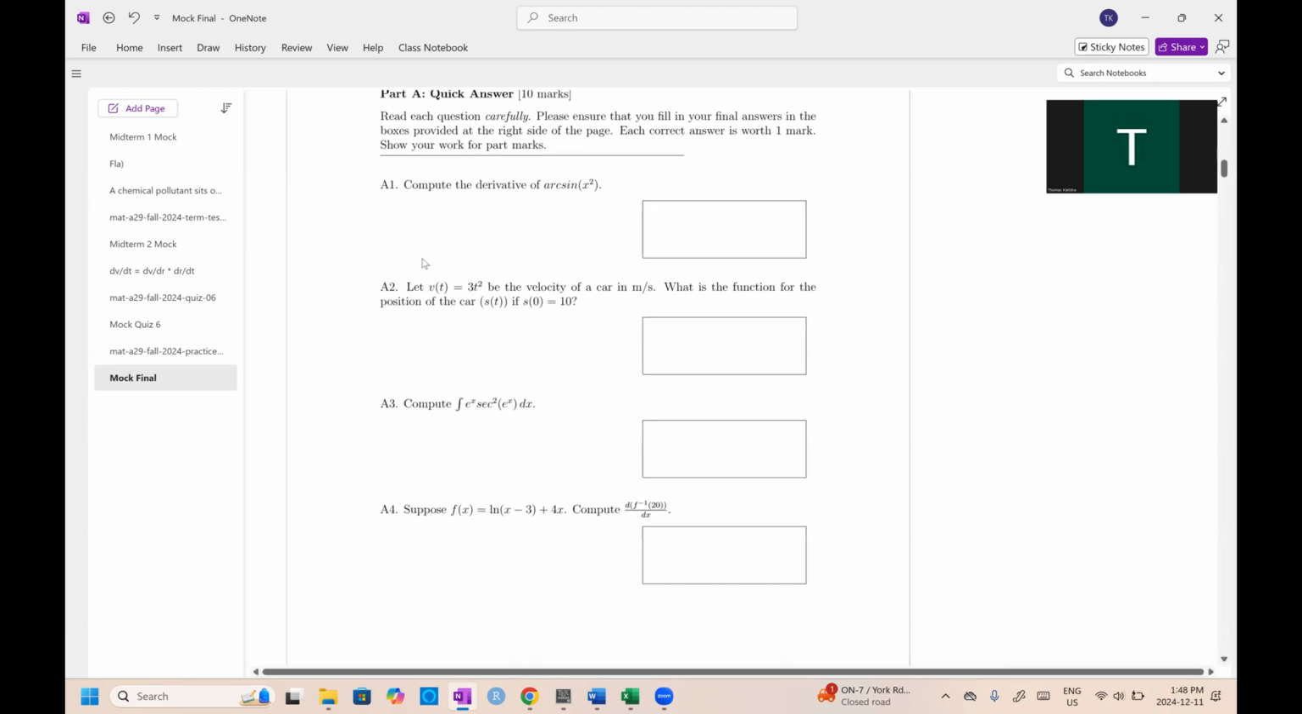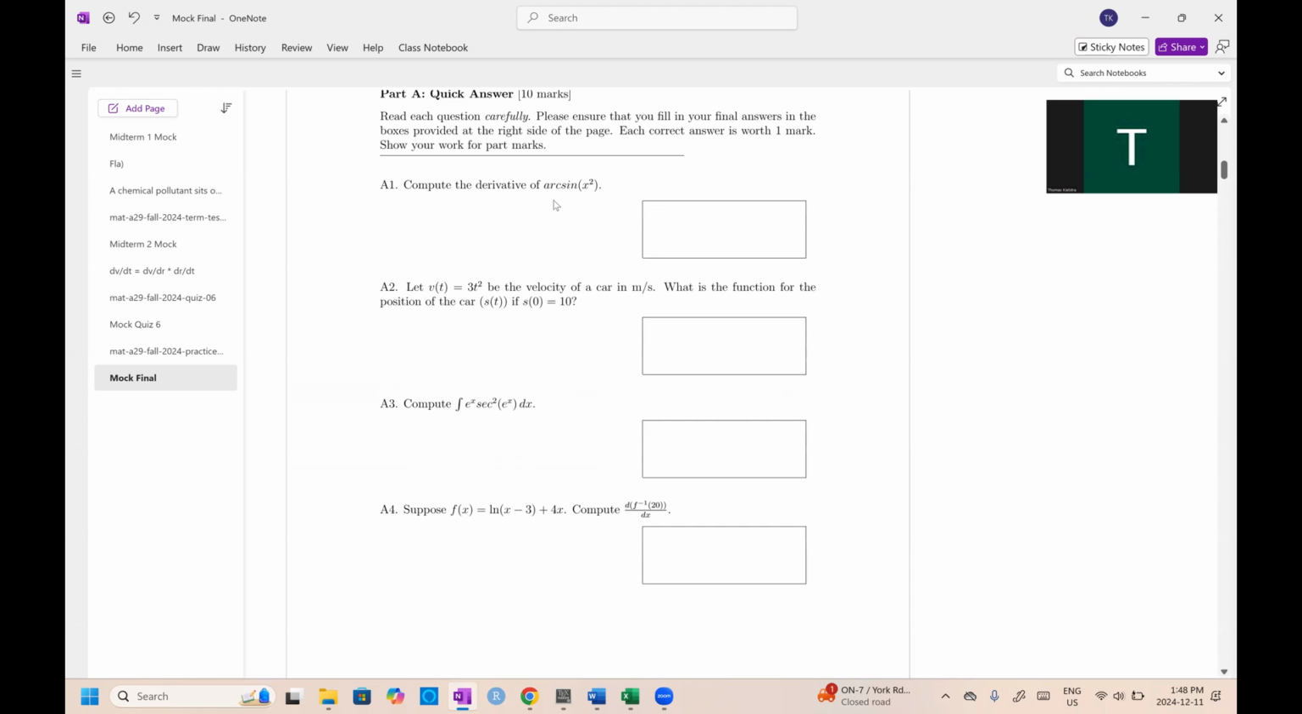Here we've got compute the derivative of arc sine of x squared. Now here, this is a chain rule. We need to know what the derivative of arc sine is, and we need to know what the derivative of x squared is. So the derivative with respect to x of arc sine of x is 1 over root 1 minus x squared.